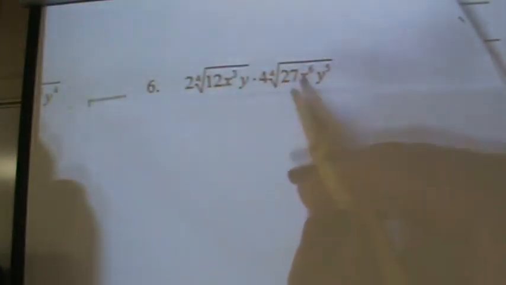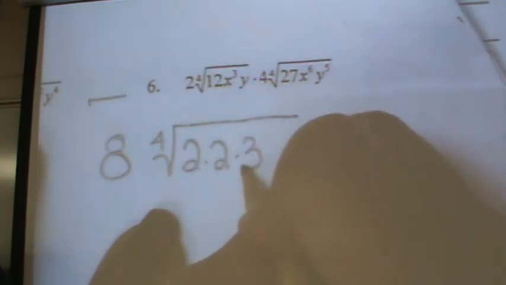Number 6. Can someone tell me what the index is on this? It's a 4. What's up with this 2 and this 4 right here? What do you want to do with them? You're gonna times them. So 2 times 4 is 8. So you have 8 standing outside here. Now we've got the 4th root. I'm gonna break 12 up. How does 12 break up? 2 and 3.